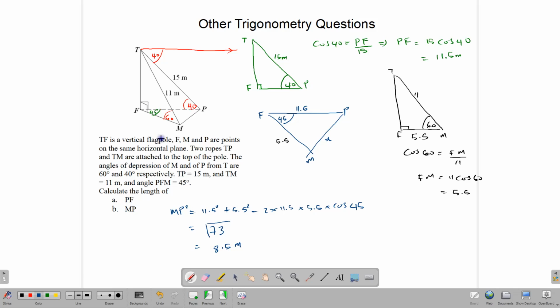So again, it's very, very useful to remember the idea that the depression lines extend in that direction and depression angles are equal to elevation angles in the same diagram when you draw them like that. And to separate the pieces, separate the triangles and do the calculations differently. That will be a major help in understanding how these questions work out.